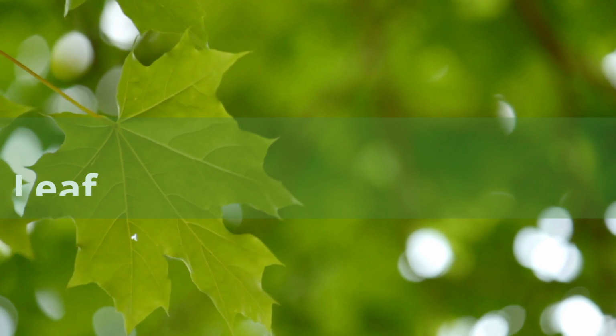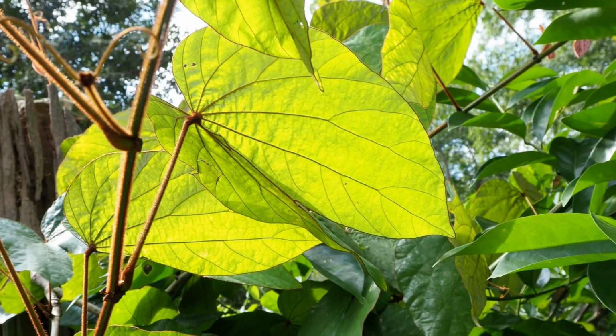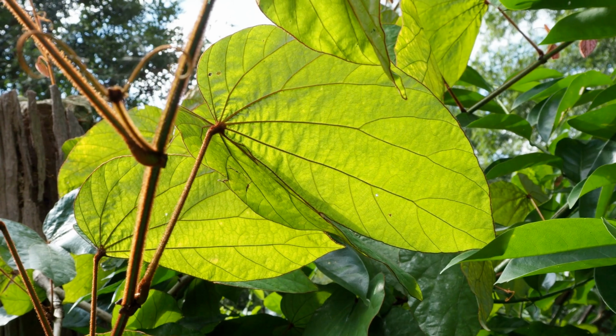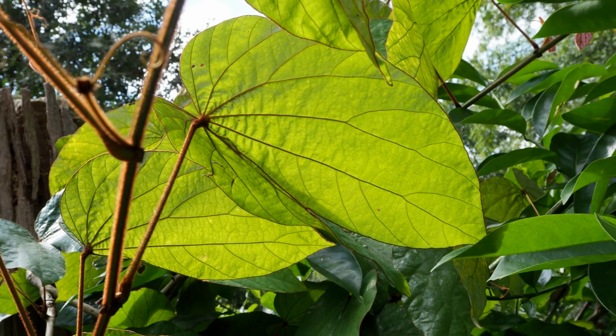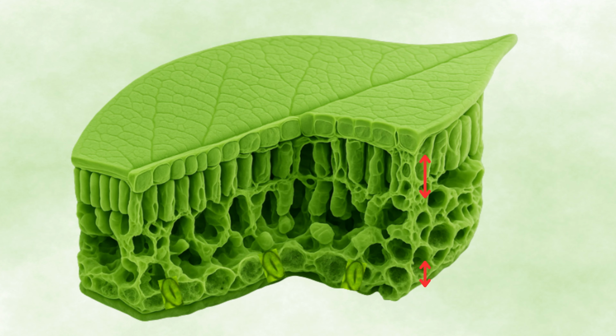What about the leaf structure and its adaptations? Leaves are specially designed for photosynthesis. Most leaves are broad and thin, which provides a large surface area to capture sunlight and a short distance for gases to diffuse. Inside the leaf, the cuticle is a waxy layer that reduces water loss but lets light through.